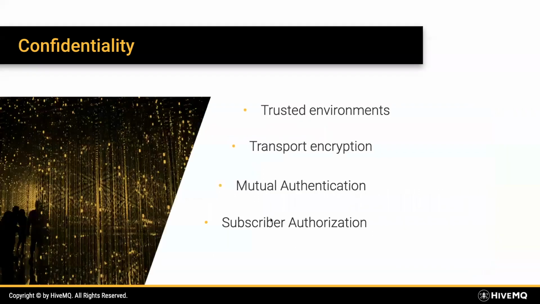So how can we do this? How can we achieve confidentiality? We have to think about trusted environments. Where is our application running? We have to think about transport encryption. How is data coming from place A to place B without being leaked? We have to think about mutual authentication. This means how can every participant in our data exchange be sure about who the other participant in our data exchange is? And if you get MQTT specific, we have to talk about subscriber authorization.